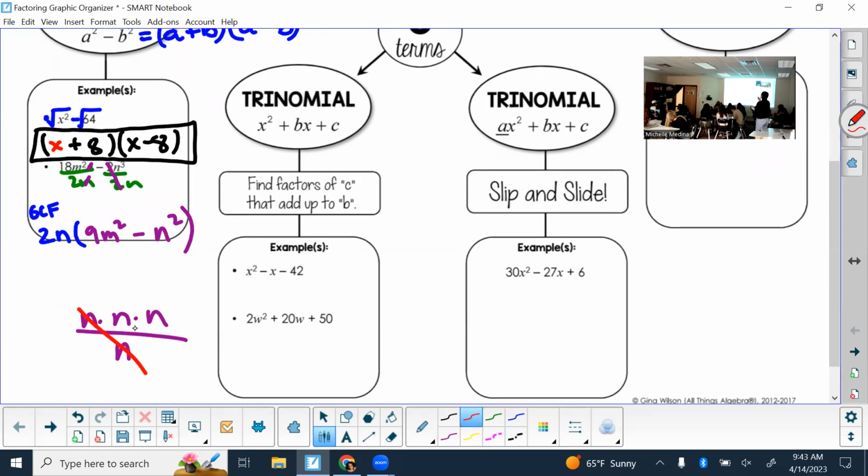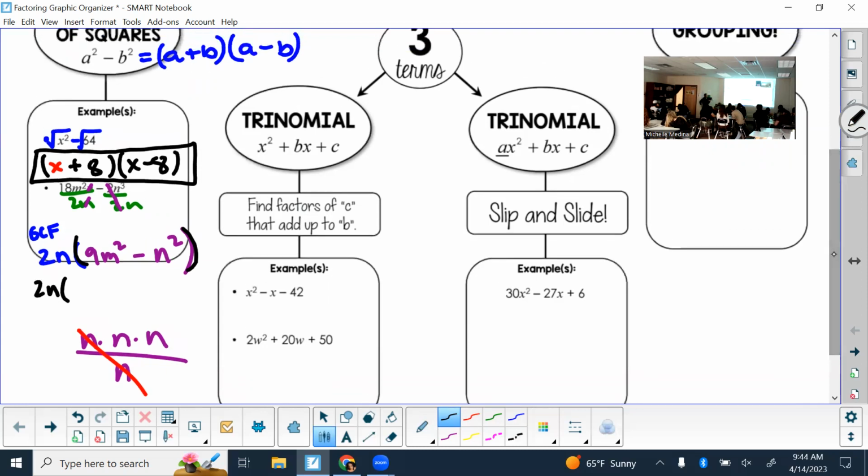And the reason why this example is still under difference of squares is because look at the parentheses. Is the inside of the parentheses a difference of squares? Yes, so you can still factor more and they expect you to. The GCF will stay there, so just copy over the 2n in your final answer. But these we're going to factor according to the difference of squares rule.